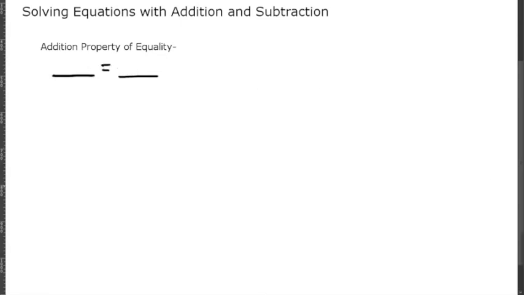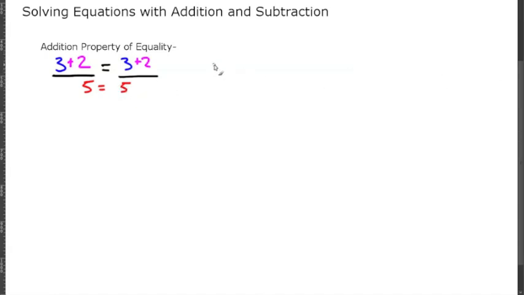So let's look at this. We know that 3 equals 3. But let's say that we add a 2 to each side. We still have that they are equal. The left side is still equal to the right side because 5 equals 5.